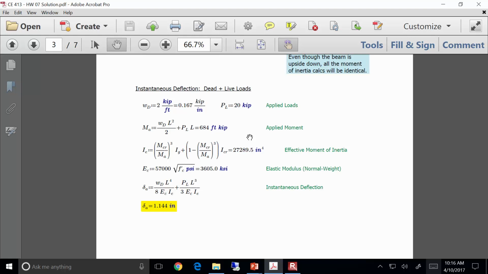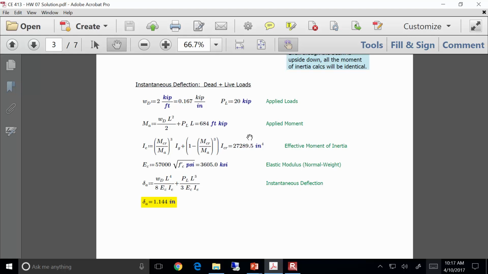Your effective moment of inertia is, again, something like 27,000, and E is 57,000 square root of f'c. And then your deflection, you just take each component individually. So wL to the fourth over 8EI and PL to the third over 3EI. Why are those formulas being used? Because it's not simply supported. It's a cantilever, okay? Cantilevers behave differently, so different formulas. Should have gotten about 1.14 inches, okay?